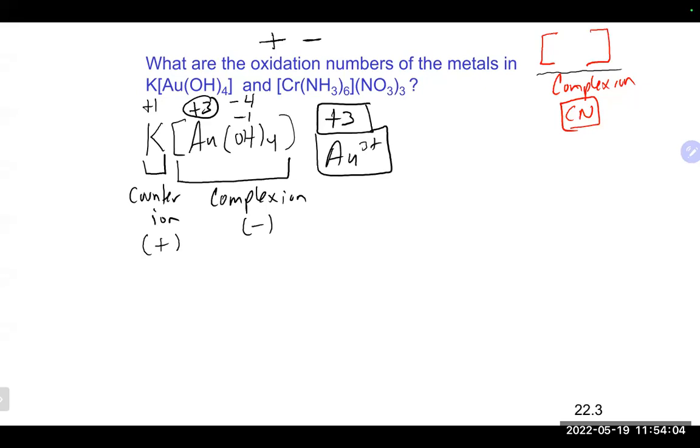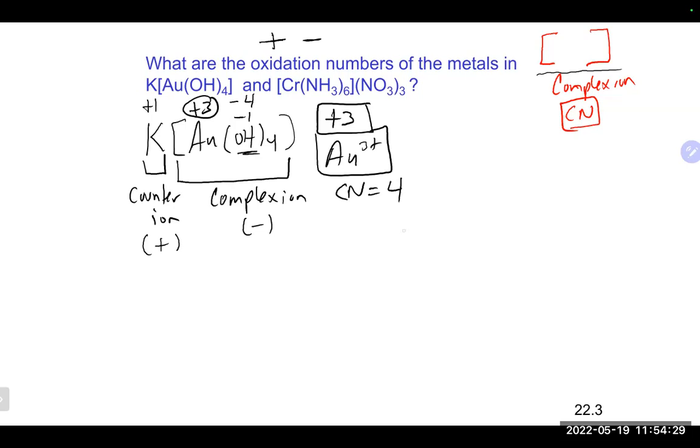Question on that one there. Coordination number here would be? It would be 4. Again, this is hydroxide. It's 4 hydroxides basically attached to a gold. And hydroxide is a monodentate, so the coordination number here would be 4. Any questions on any of those guys there?